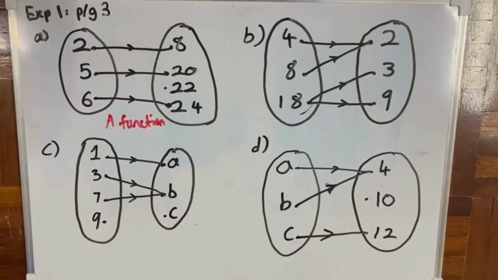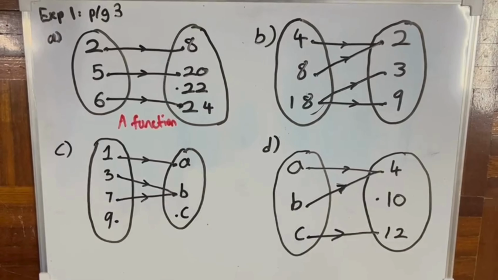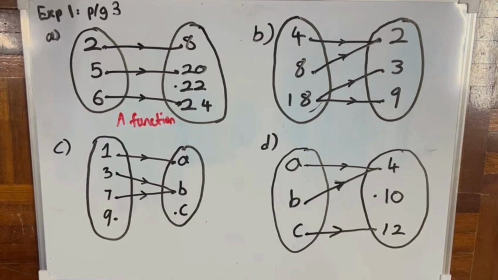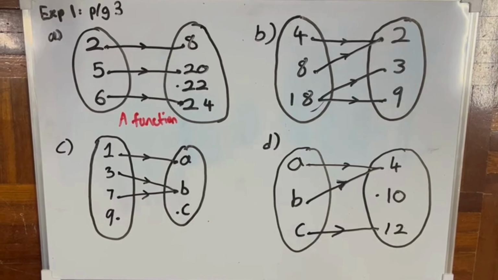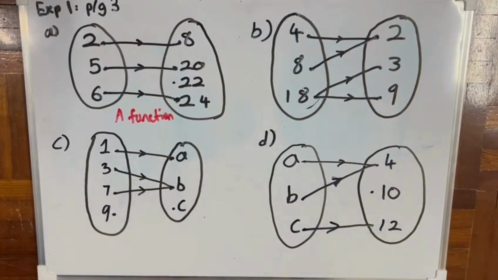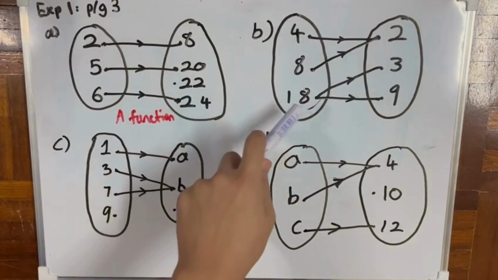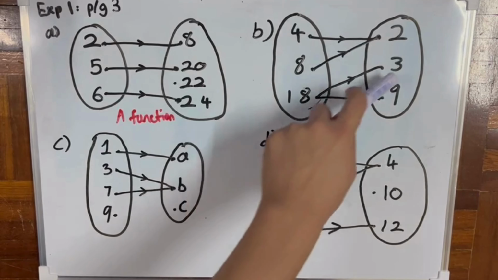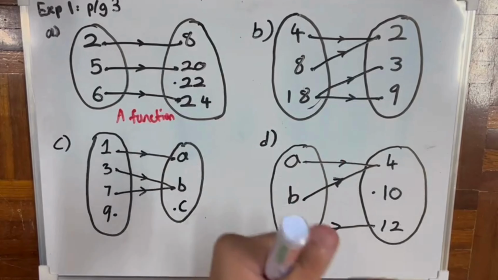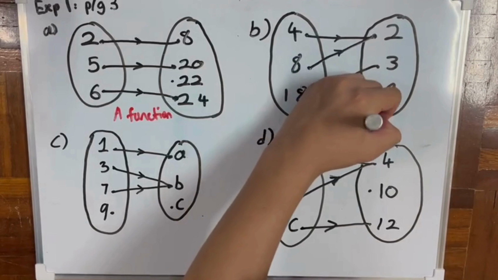Now, the second one. We said before, an object can only have one image, which means the image can have multiple objects. But this is not a function because an object can only have one image. As you can see, element 18 has two images, 3 and 9. Therefore, this is not a function.